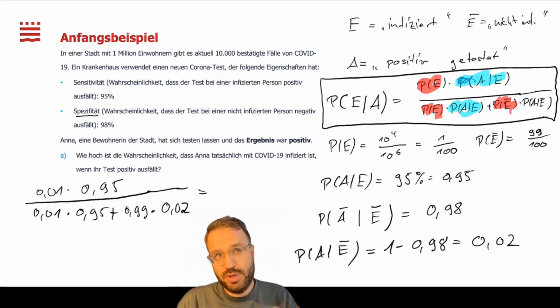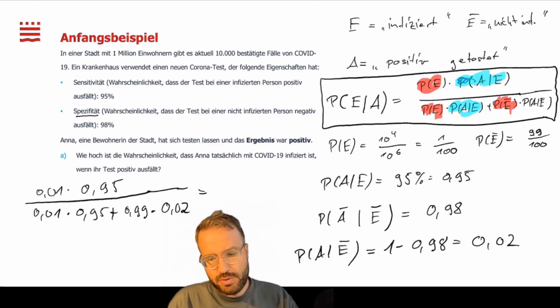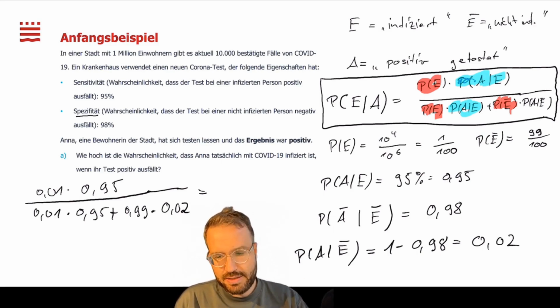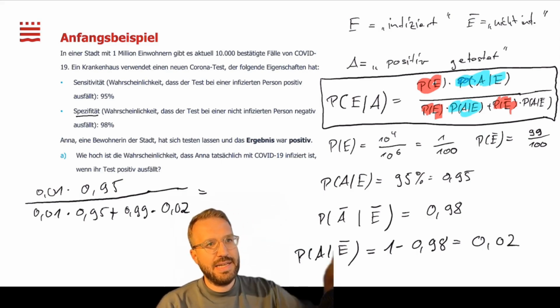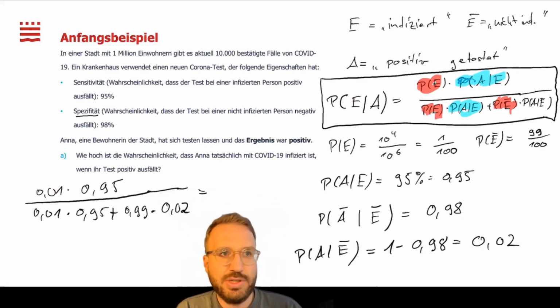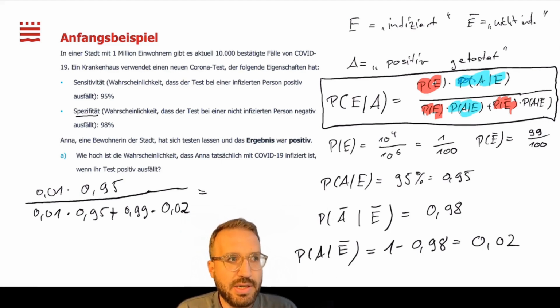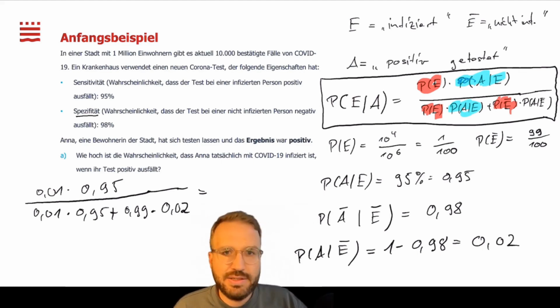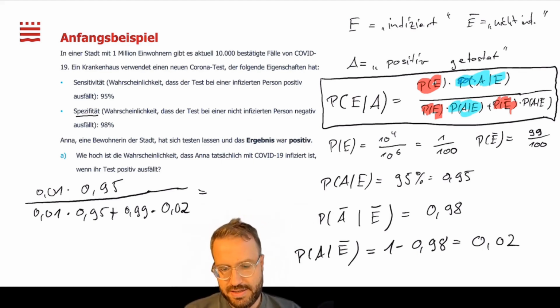Yes, so what did we do? We wrote down the formula. We defined all the events. We looked at what our E is, what our A is, and then we successively examined what can be extracted from this text, what information we have been given, and then we inserted it into the formula. Well, it's actually quite simple, just that there are different complexities involved.